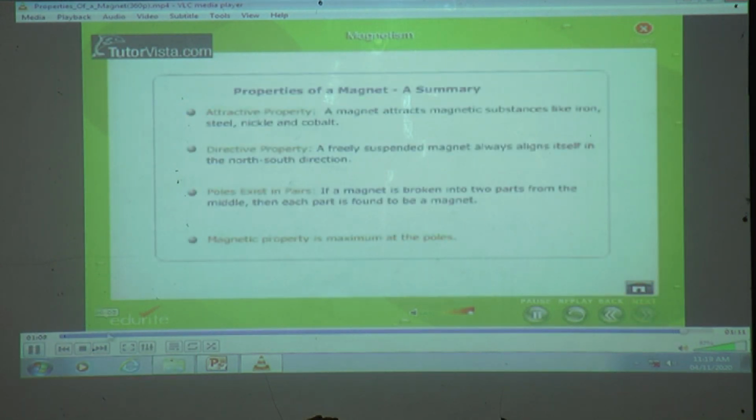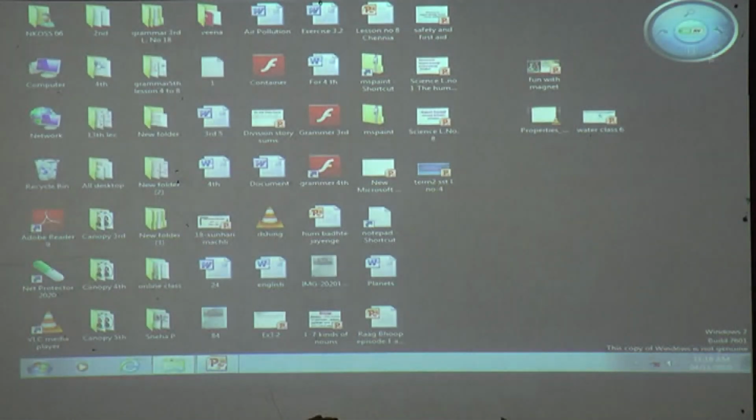So it's a recap here. What is given: properties of magnet, attractive property, directive property, poles exist in pairs, and magnetic property is maximum at the poles. Okay, hope you understood these properties of magnets. So let us move to our next point.